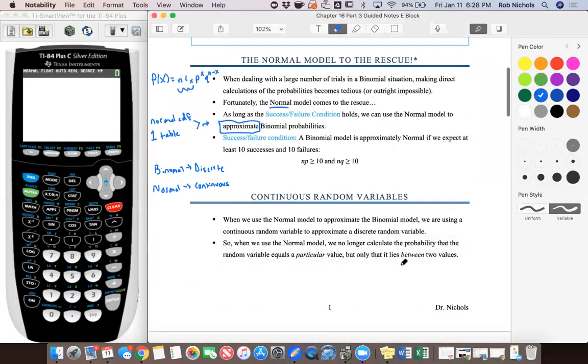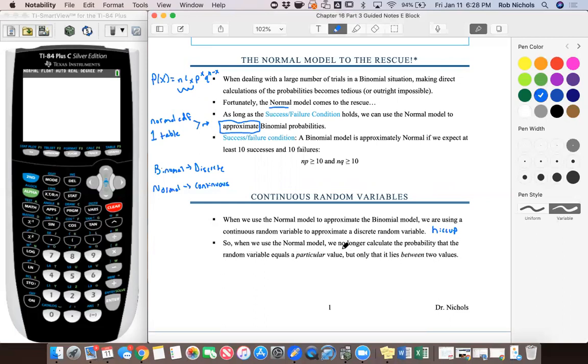Okay, so there's a quick note. When we use the normal model to approximate the binomial, we are using a continuous random variable to approximate a discrete random variable. So this is our first hiccup. And one reason it's an approximation. It's close, but not really great.